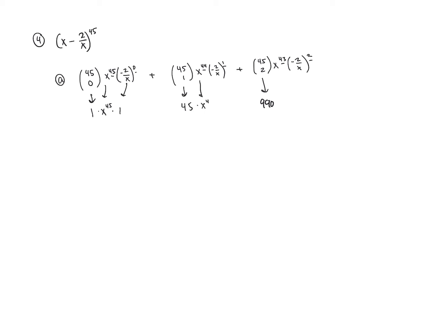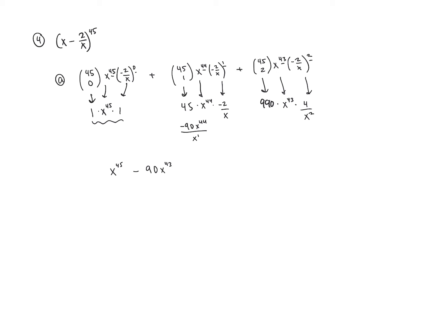And then I have 1 times x to the power of 45. This is times x to the power of 44, this is times negative 2 over x, and this is times x to the 43 and times negative 2 squared, which is 4, over x squared. So the first multiplies to get x to the 45. The second is going to be negative 90x to the 44 over x to the first. And remember that when you divide the same base, you subtract the exponents. So we'll get negative 90x to the 43.